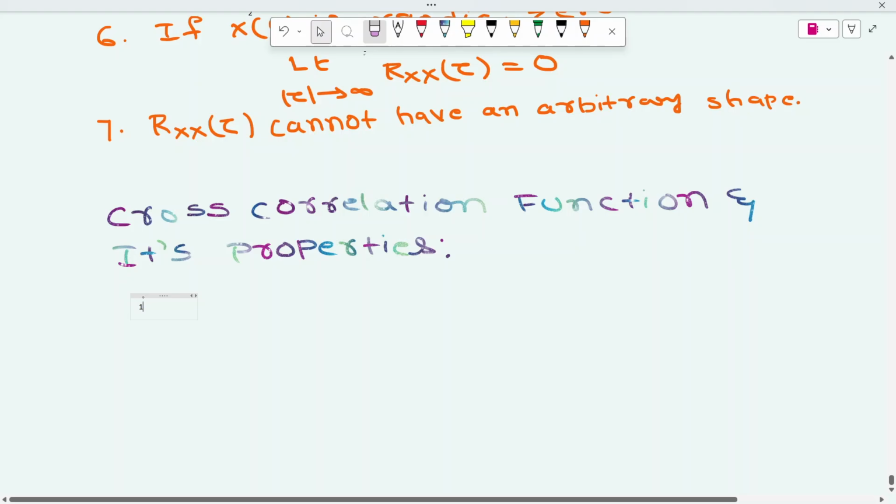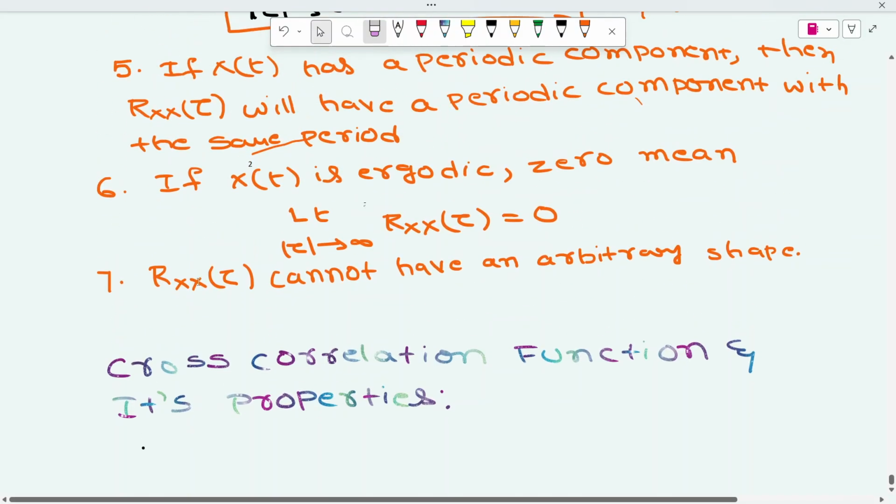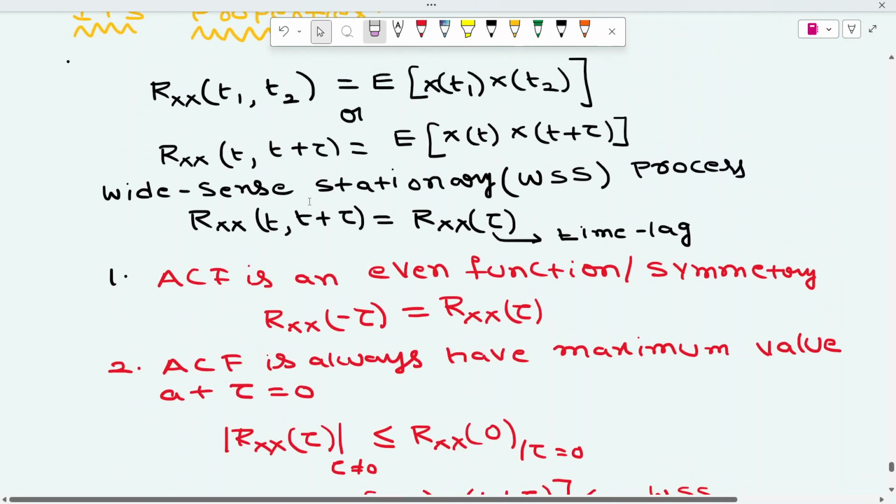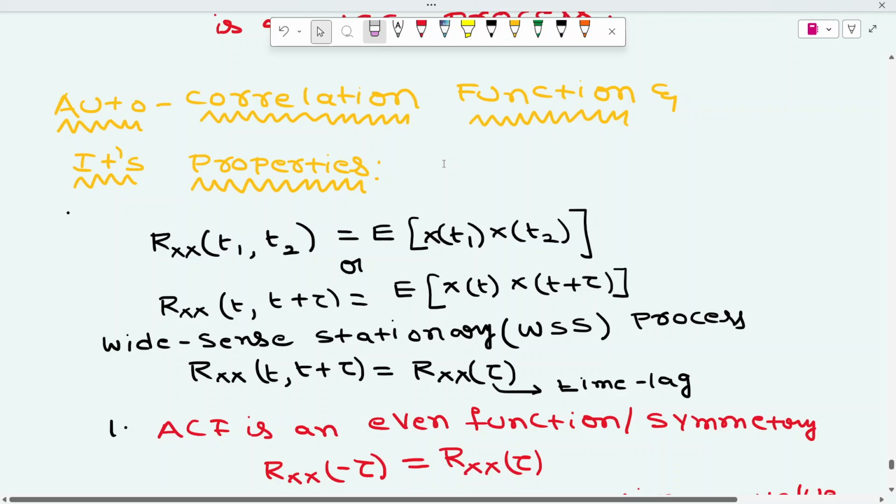Hello friends, in this video we will see what is cross correlation function and its properties. In the last video we have seen autocorrelation function and its properties. So autocorrelation function means finding the similarity of the same function at two different time instants. If we see the similarity of the same process, then it is nothing but autocorrelation function.